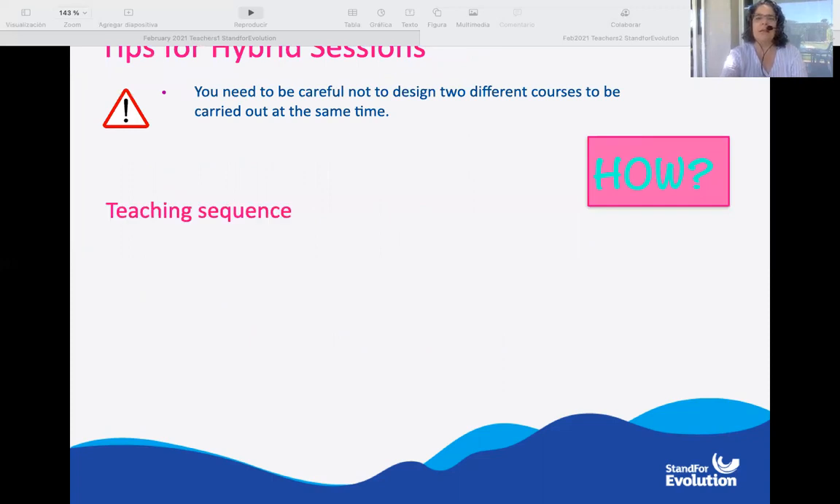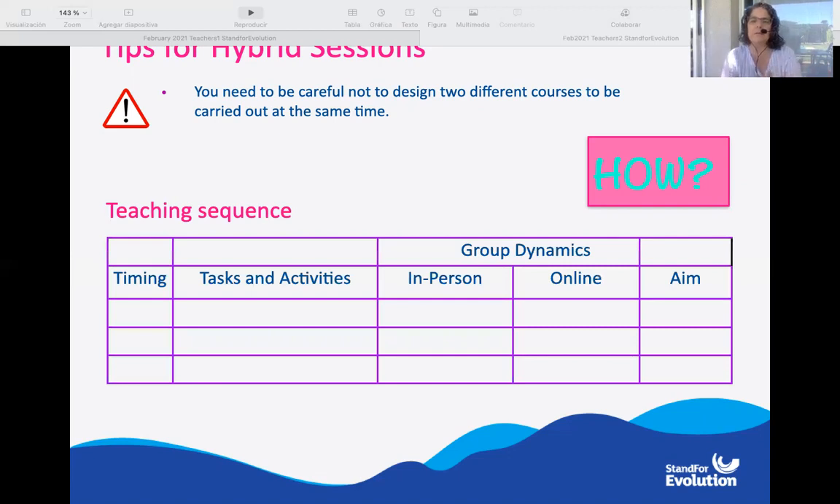So how do you do that? In your planning, it's a good thing if you make this clear, right? The timing, the tasks and activities you want to plan, and what the in-person learners will be doing, what the students who are online will be doing, in order to reach the same aim. This is very important. Sometimes these two groups of people will be working together, we'll see that, but it's very, very important that you write it down in your lesson plan.